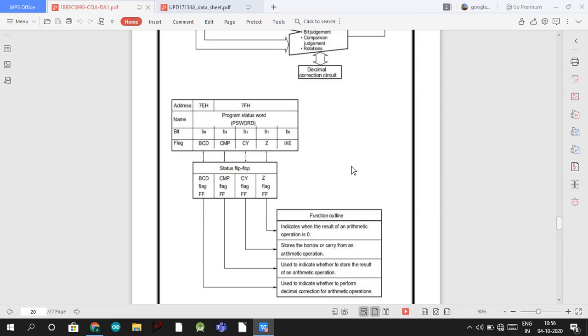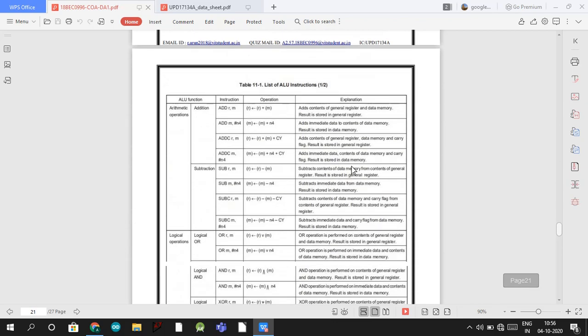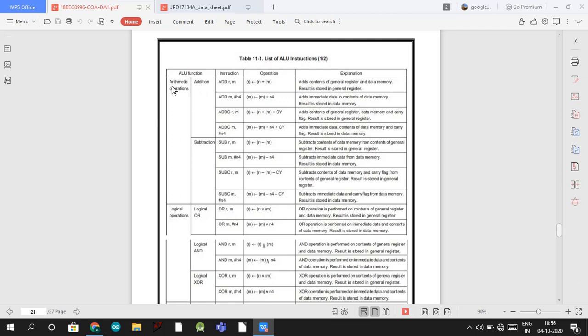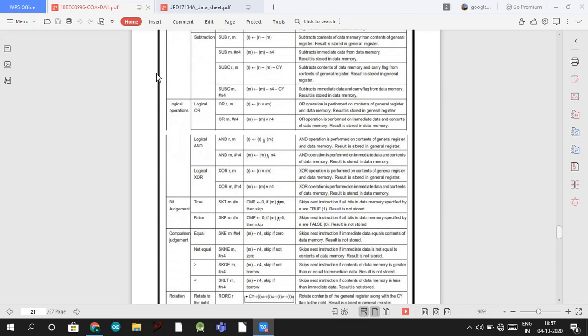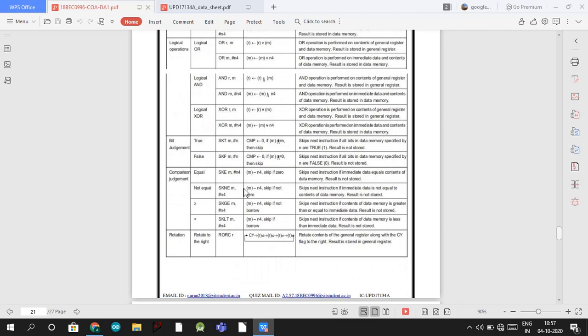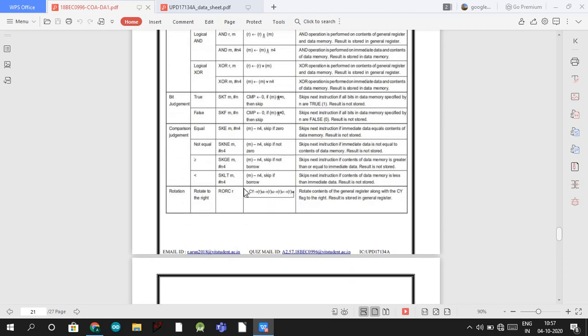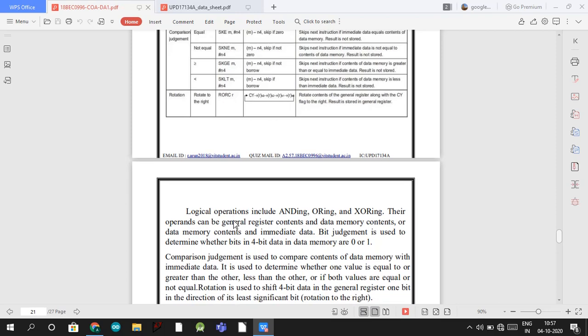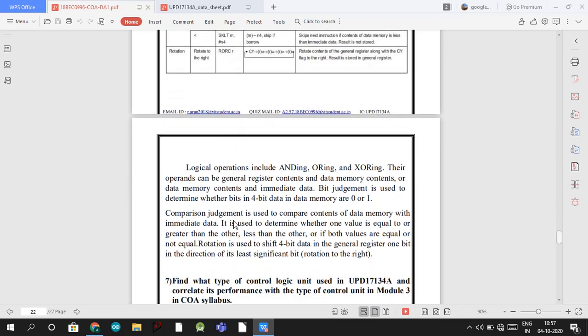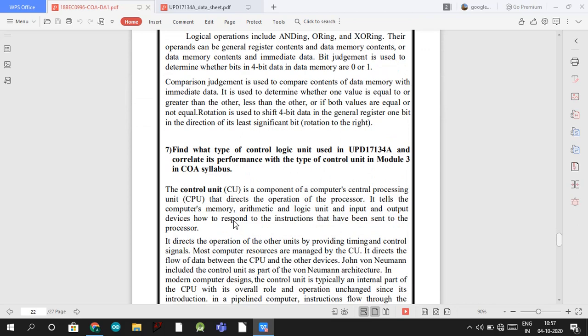So this is the ALU configuration of the UPD17134A. You can see for the arithmetic operations, addition and subtraction, it uses the instructions ADDC and SUBC. And for the logical operations, it uses logical OR operation, AND operation, XOR operation, bit judgment true or false, and comparison judgment equal or not equal to. For rotation, only rotation to the right is used in the UPD17134A. So these are the operations that happen in the arithmetic logic unit in the UPD17134A.